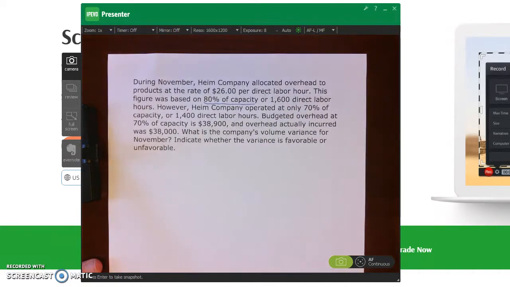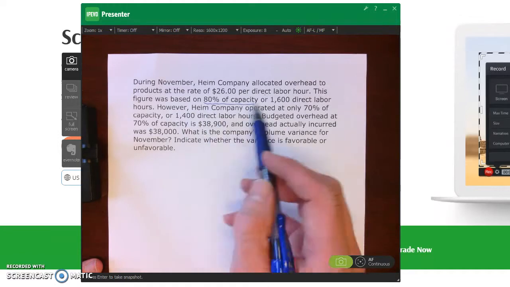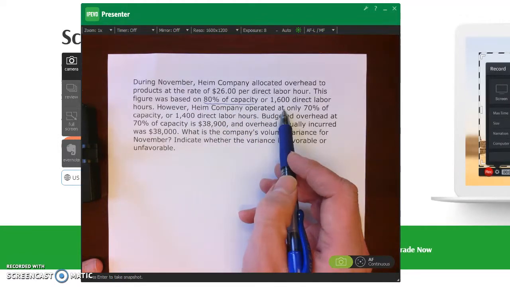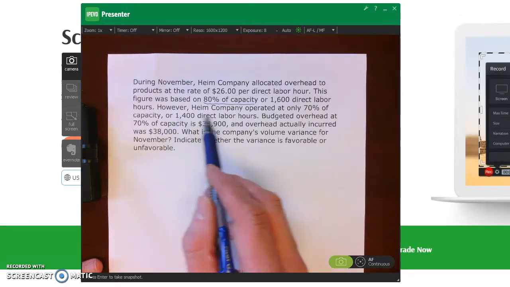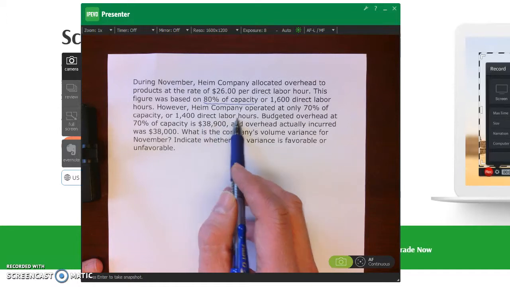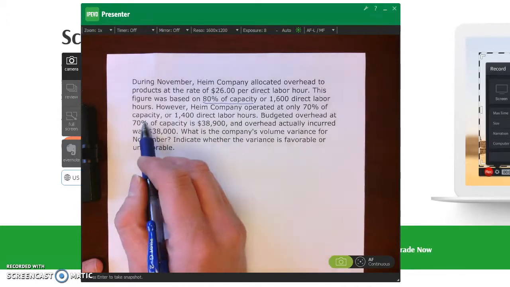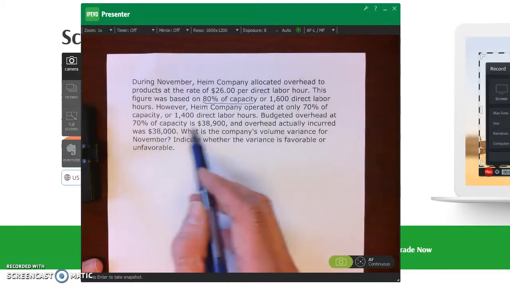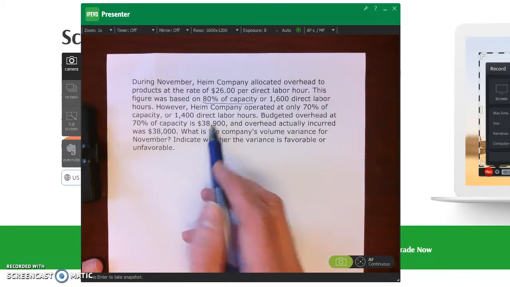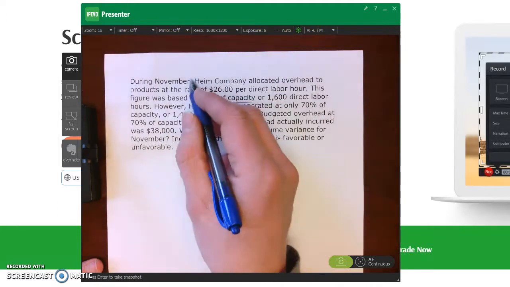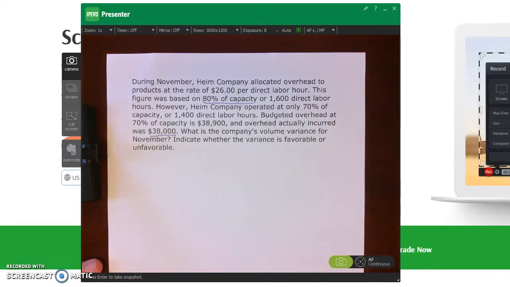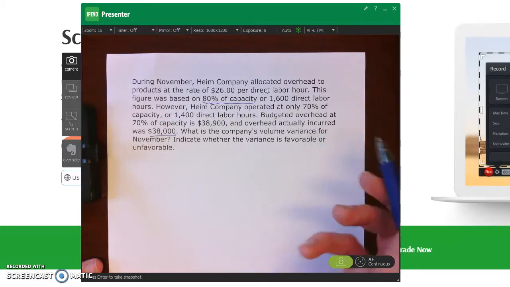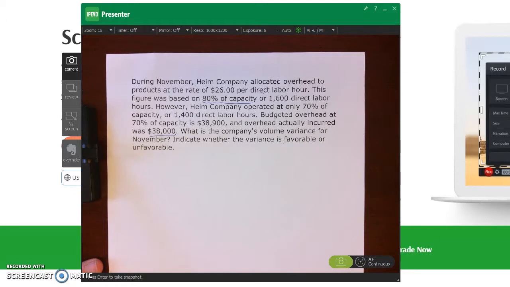They said, we think we're going to have 1,600 direct labor hours. However, Heim Company operated at only 70% capacity, or 1,400 direct labor hours. Budgeted overhead at 70% capacity is $38,900, and the actual overhead they had for November was $38,000. What is the company's volume variance, and is that volume variance favorable or unfavorable?